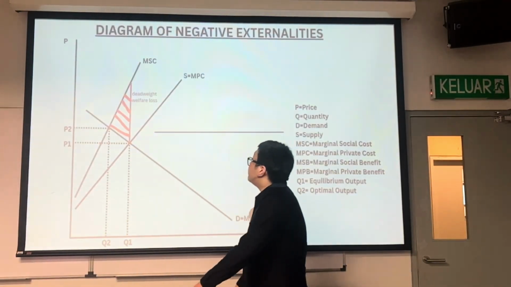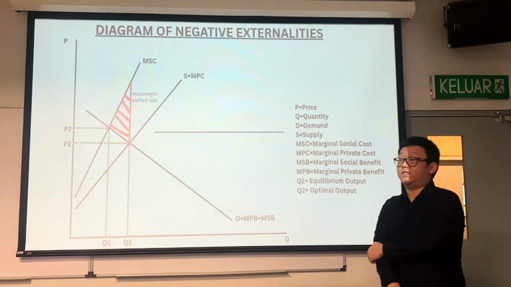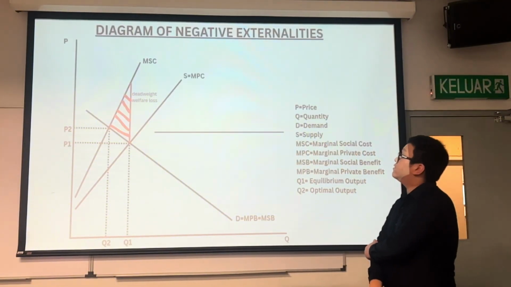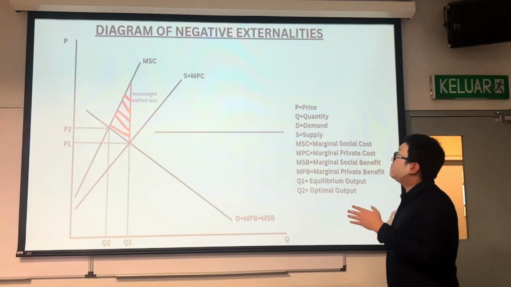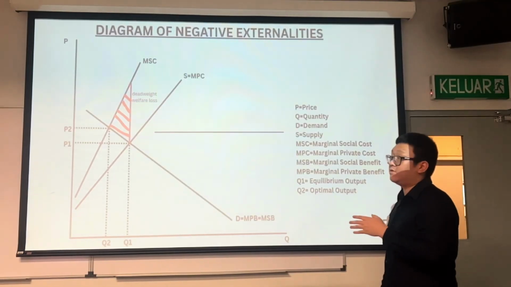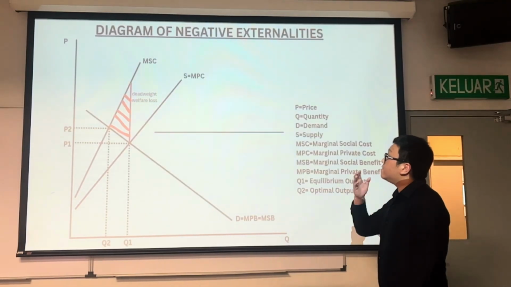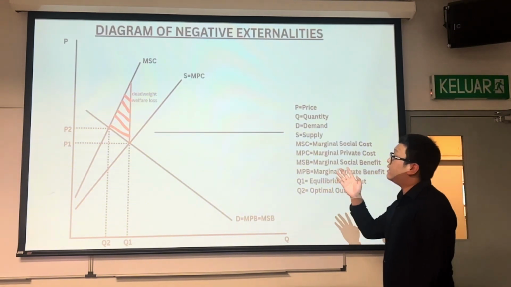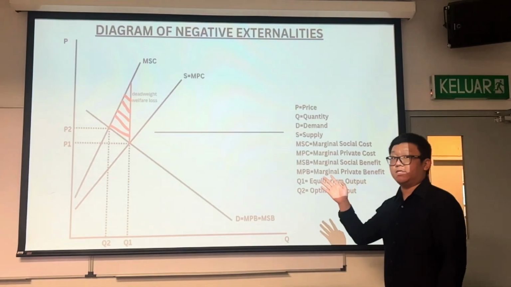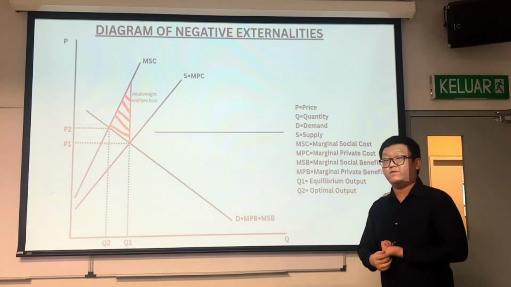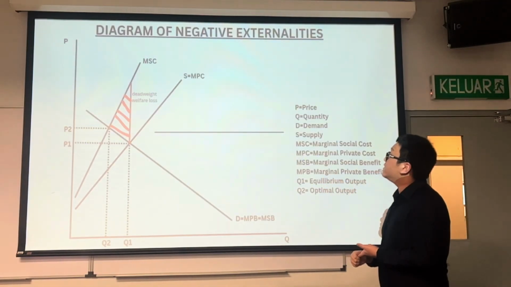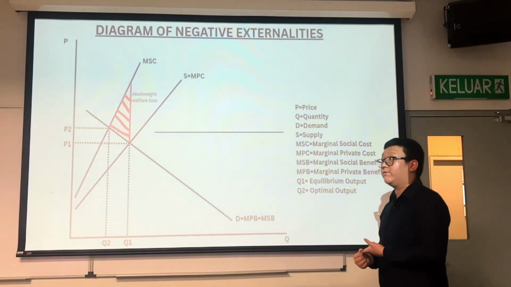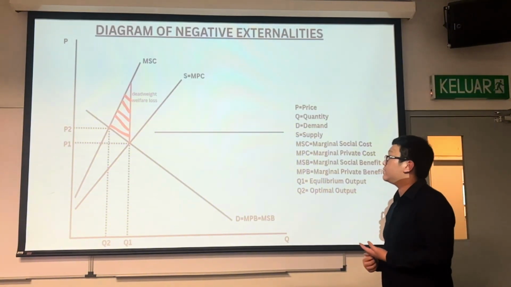Now, this diagram highlights the entire case study, starting with the marginal social cost being higher than the marginal private cost, because the public needs to bear the cost of the negative externalities, such as cleaning fees and health risks, while the private sector does not need to carry any of the costs caused by the externalities.